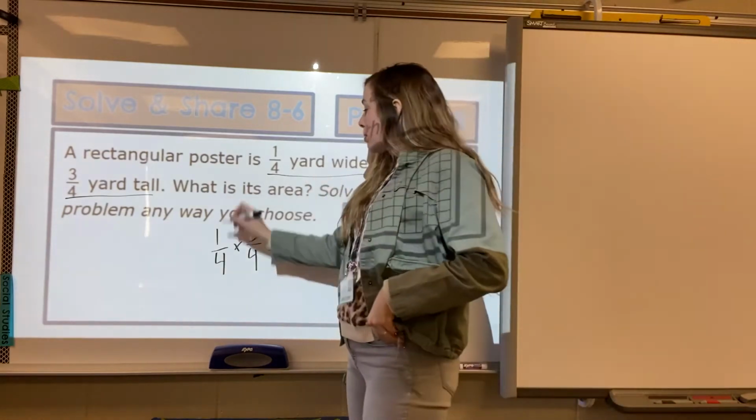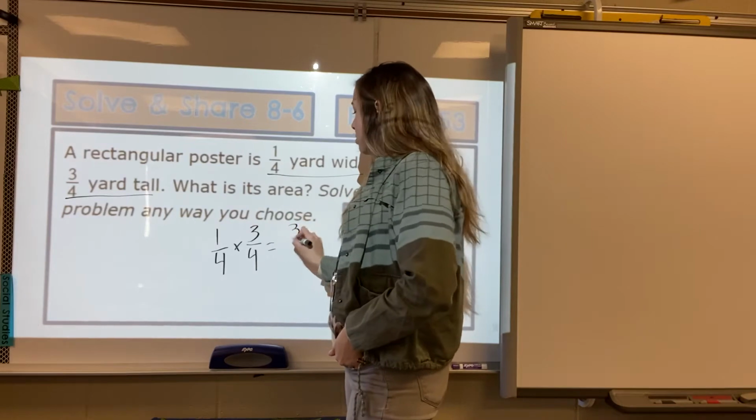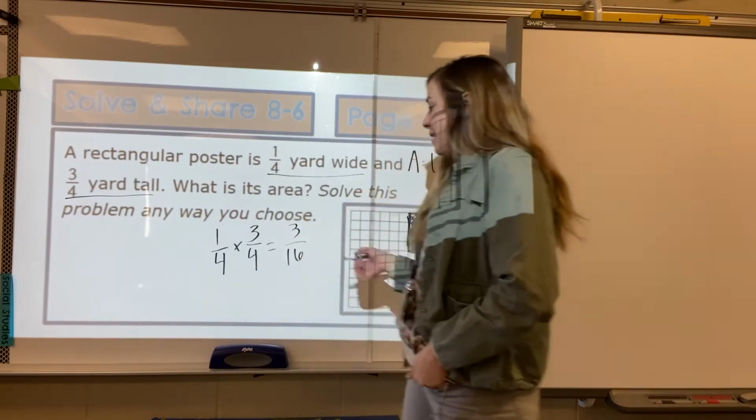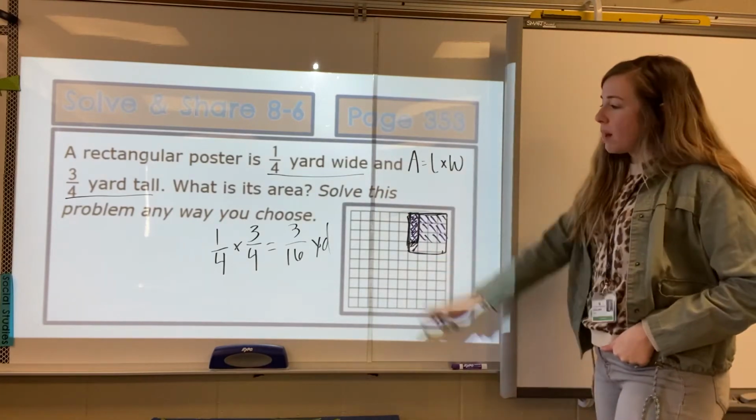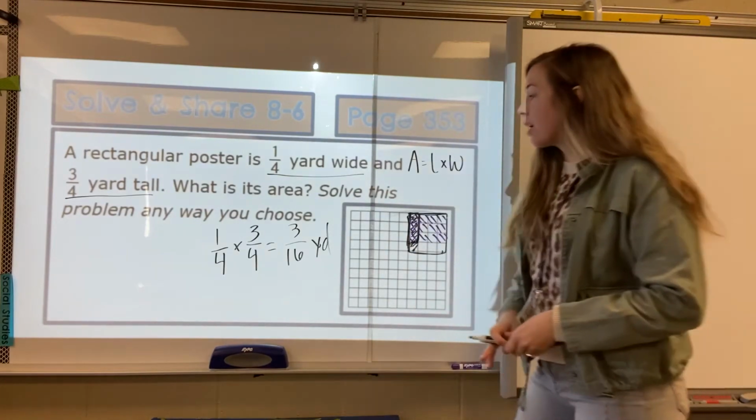So if I just do the multiplication over here, 1 times 3 is 3, 4 times 4 is 16. So 3/16 yard is our final answer. This is the picture model. That's just when we multiply straight across.